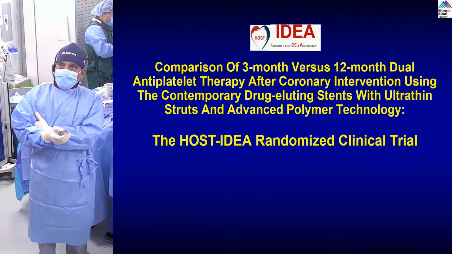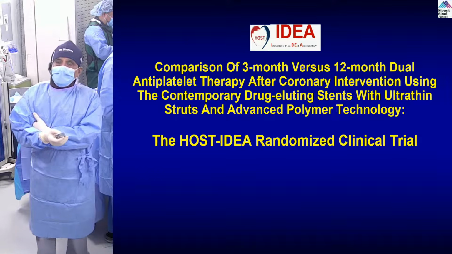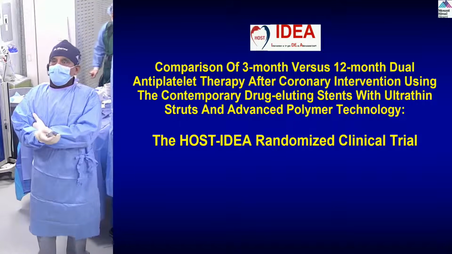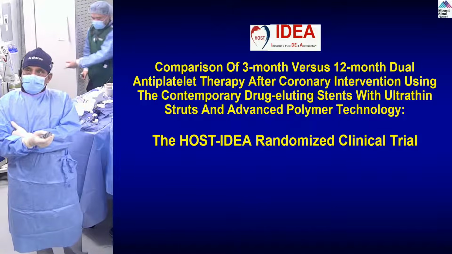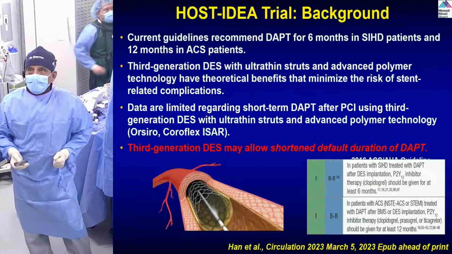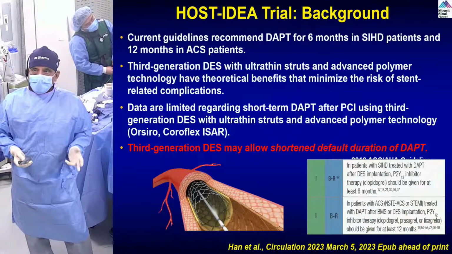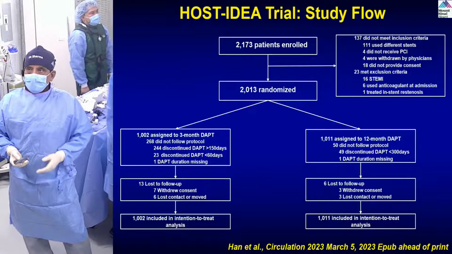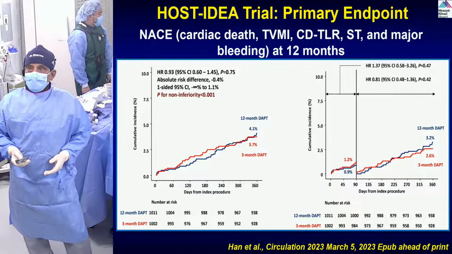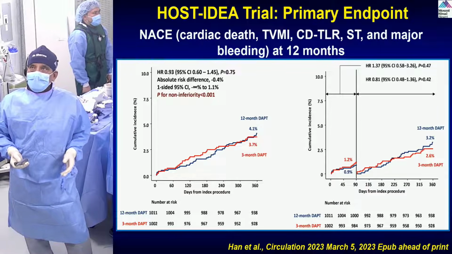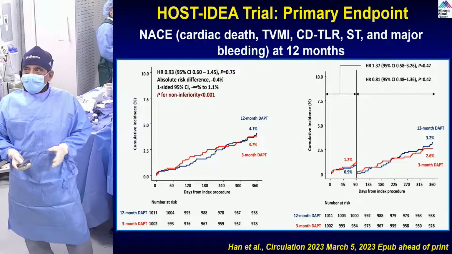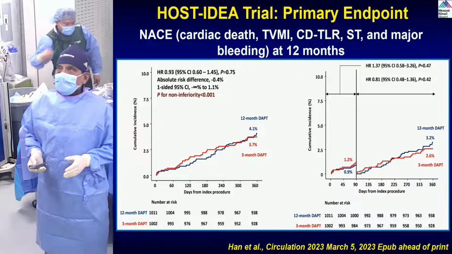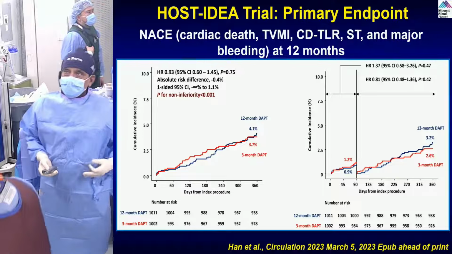So first is the HOST idea. This was the HOST group. Remember, they had done many trials, and this was a comparison of 3 months DAPT versus 12 months DAPT after the newer ultra thin stent, the Coroflex ISAR, and basically 2,000 patients randomized to 3 months and 12 months had exactly identical MACE as well as bleeding. We show here the overall primary endpoint was the MACE of death, MI, TLR, stent thrombosis, and major bleeding.